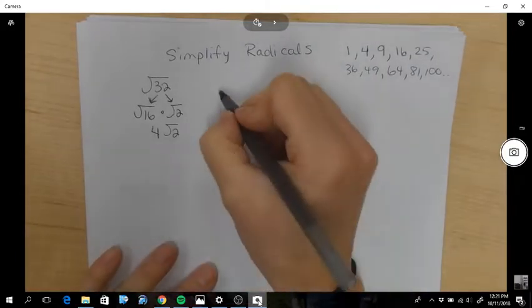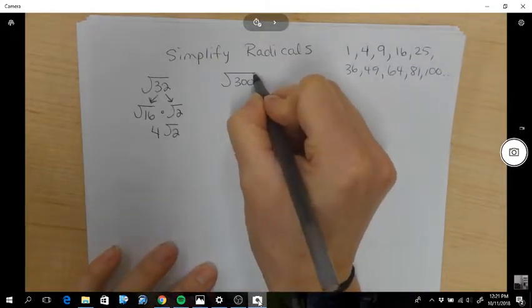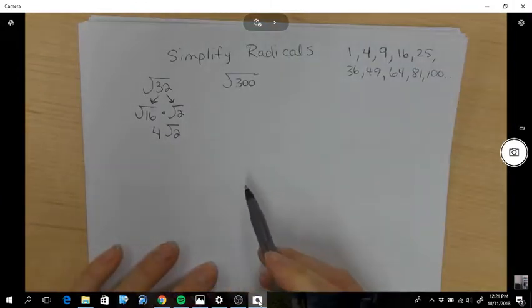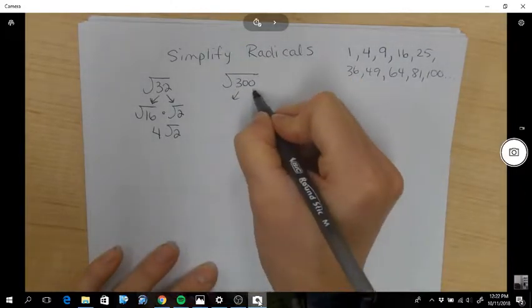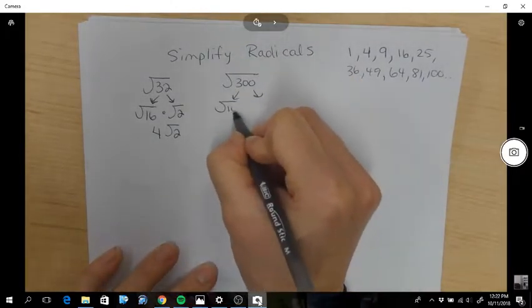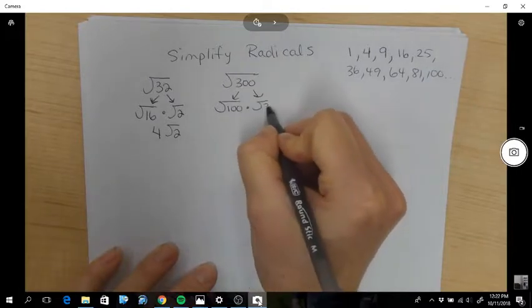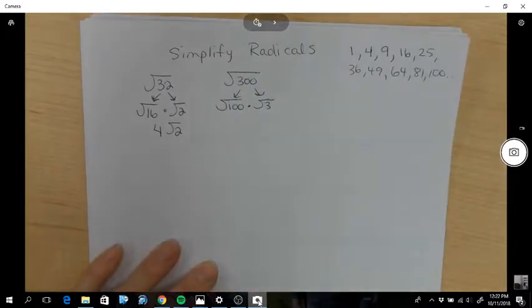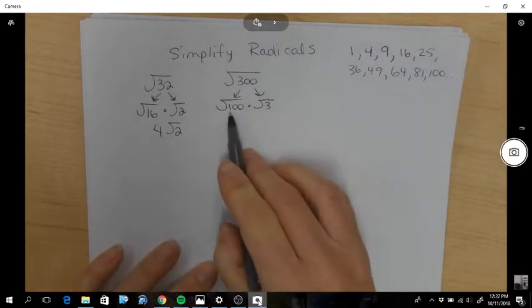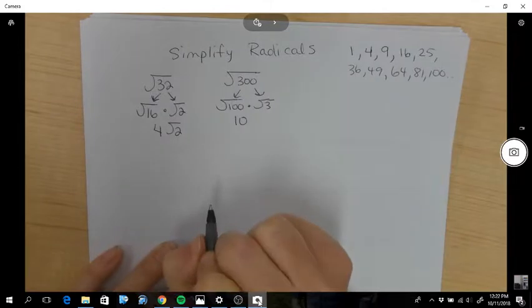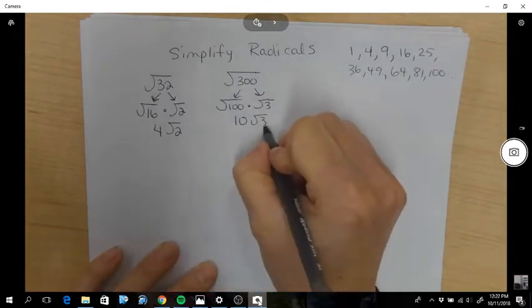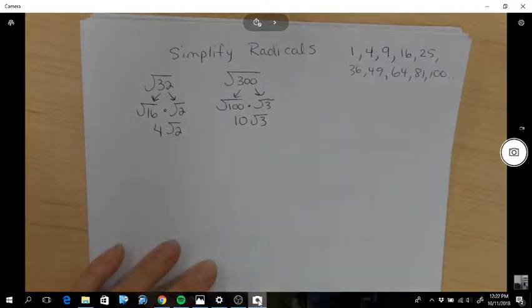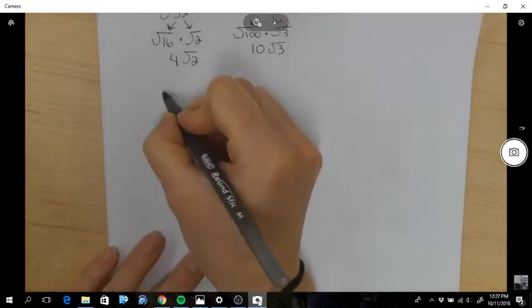Okay, root 300, let's try. Okay, you have in your head, what is the largest perfect square you're going to divide that by? Alright, I found 100. So root 100 times root 3 is the same as root 300. Okay, now the root 100 I can break down to be a 10 and then 10 root 3. Alright, let's go again.